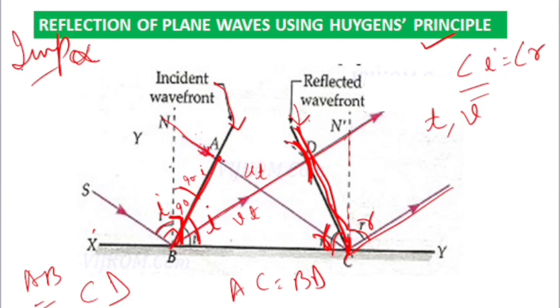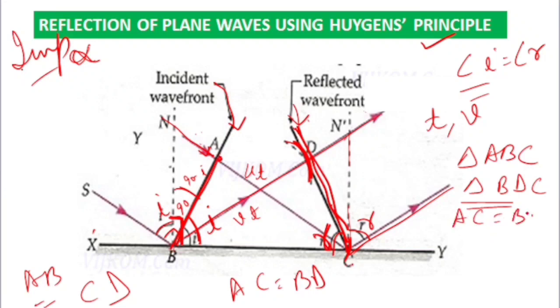How do you prove it? You consider these two triangles. The triangle of the incident wavefront is ABC, and the reflected wavefront CD is there, no? So triangle BDC. In these two triangles, you have to prove they are congruent so that I equals R. So three things you have to prove equal. Here AC is equal to BD. Both cover the same distance.